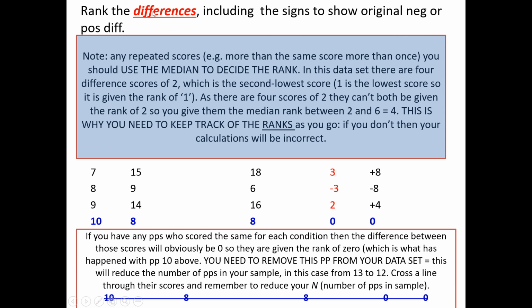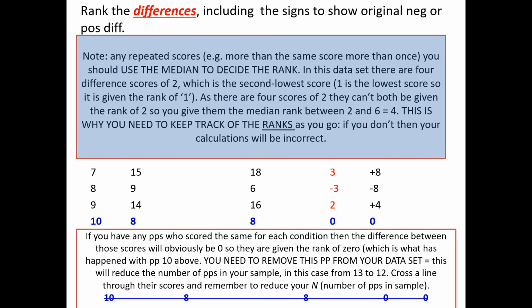Now, what you do is rank the differences, including the signs, to show the original negative or positive difference. Again, note any repeated scores, more than the same score more than once. I've been talking so long, I'm starting to confuse myself. You should use the medians to decide the rank. In this data set, there are 4 difference scores of 2, which is the second lowest score. 1 is the lowest score, is given the rank of 1. Now you'll see what I mean in a minute.